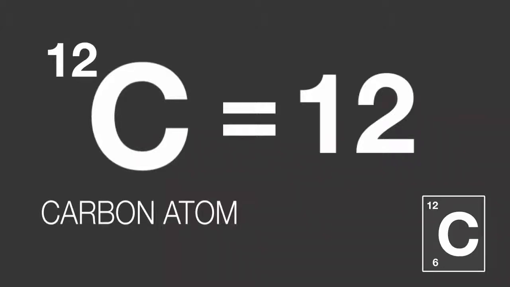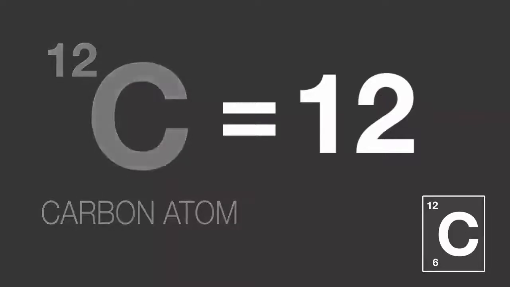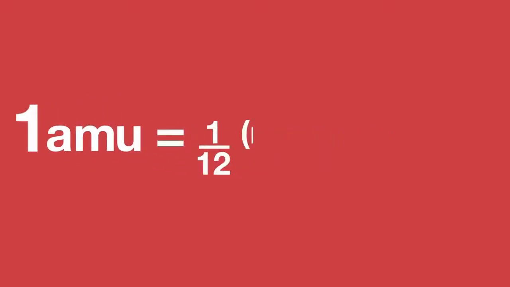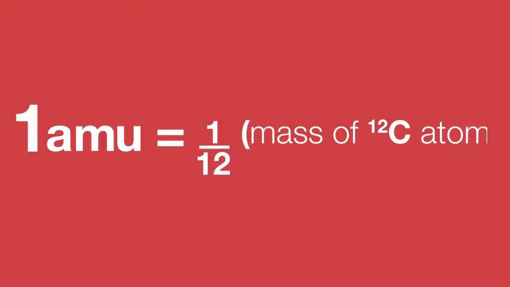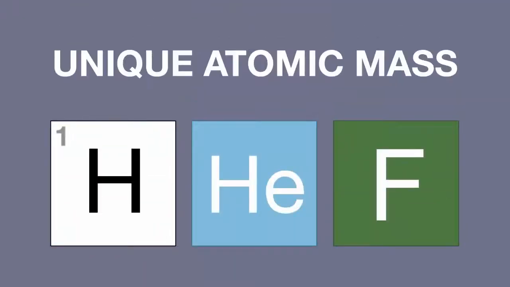In fact, the mass of a carbon-12 atom is so exact and well agreed that it is sometimes written to 4 decimal places. Therefore, one atomic mass unit, or AMU, is quite simply 1/12 of the mass of a carbon-12 atom. Every atom has its own unique atomic mass based on this relative scale.